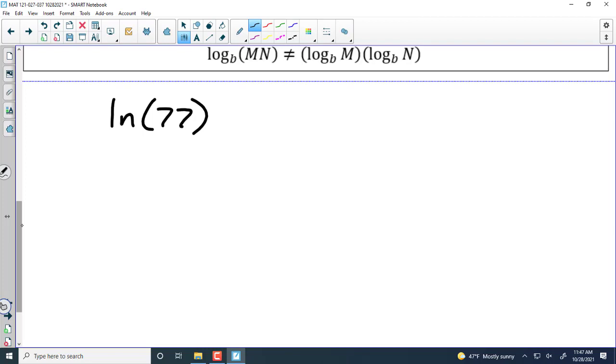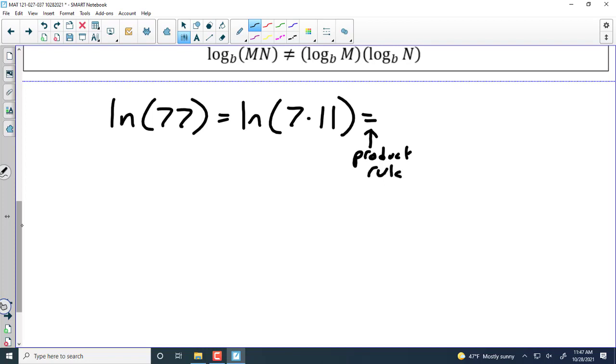Can someone tell me 2 numbers you multiply to get 77? 7 and 11? Okay. So this is the same thing as this. Everything I'm doing right here is legal, everyone. This is okay. 7 times 11. And according to the product rule, the rule that we just put up there, you are allowed to do this. Put those in parentheses so you don't get my ln confused with my 11. ln of 7 plus ln of 11.